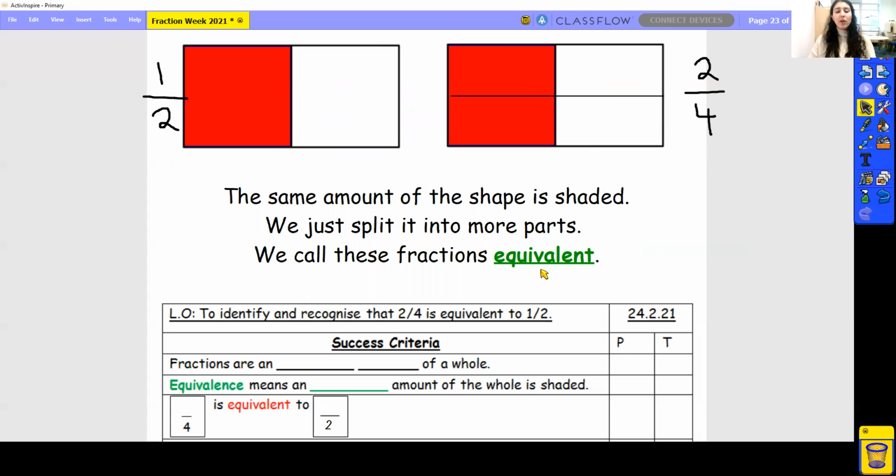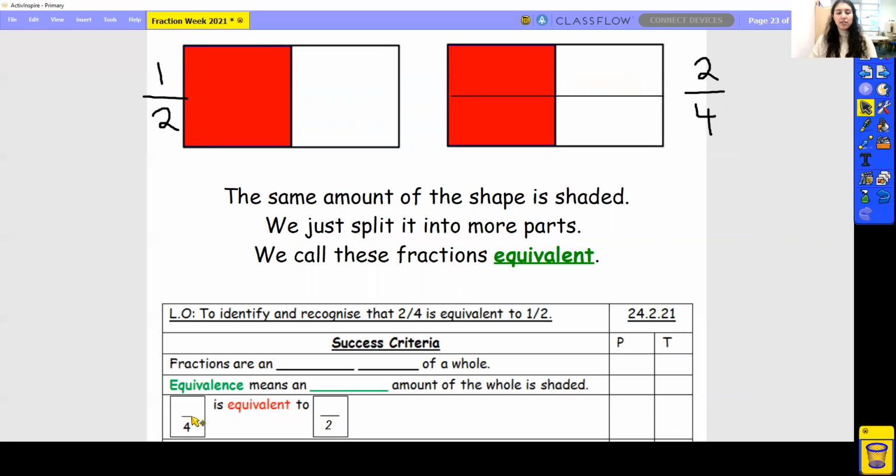Okay, so equivalent means equal amount of the whole is shaded. Can we say that together? Equivalence means an equal amount of the whole is shaded. Well done. And the equivalent fraction that we're going to be looking at today is 2/4 is equivalent to 1/2. Let's say that together. 2/4 is equivalent to 1/2.